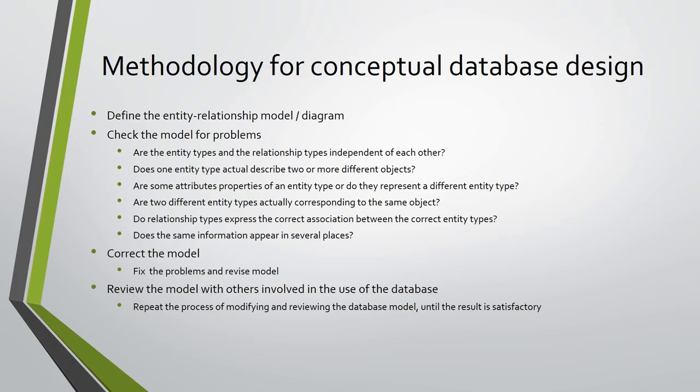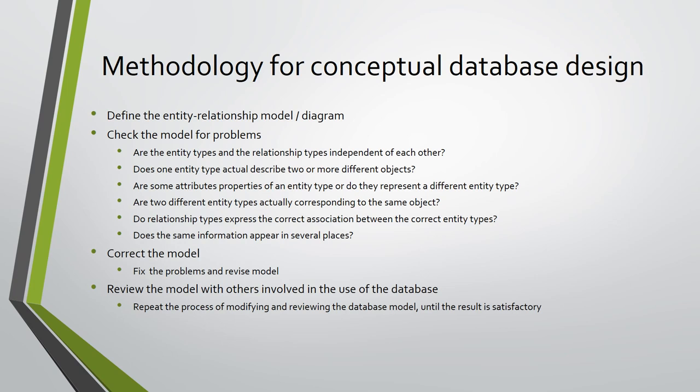This involves looking into various issues such as: are the entity types and the relationship types independent of each other? Does one entity type actually describe two or more different objects? Are some attributes properties of an entity type or do they represent a different entity type? For example, is the building attribute a property of the department, or do we have to add an entity type for the buildings and a relationship type representing which department resides in which building?